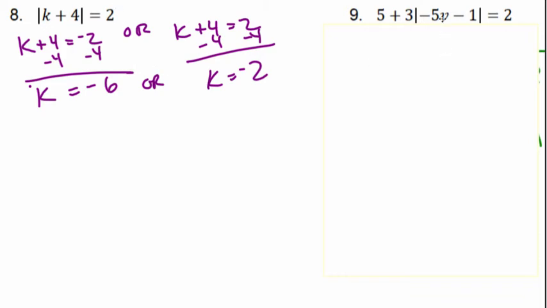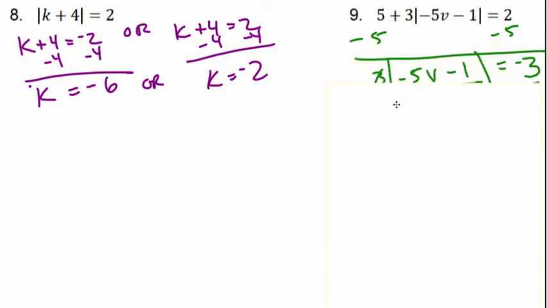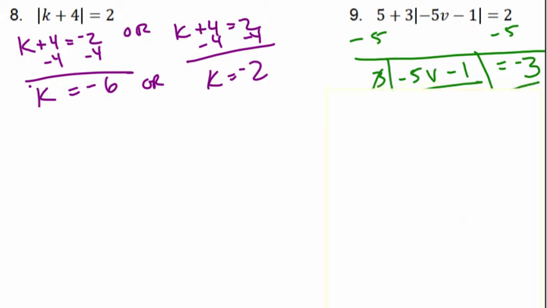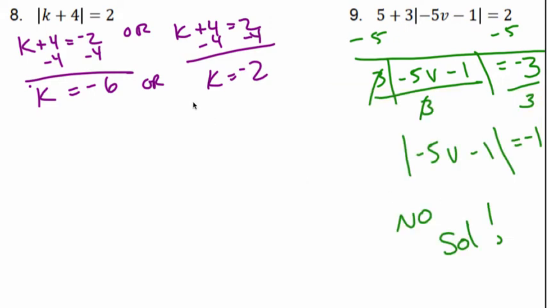Number 9. What do we have? This is of the form 5 plus 3, and then I want to say x to help you out, but 5 plus 3x equals 2. What would you do first? You get rid of the 5. So this one's a little tricky. You got to get rid of that 5 first. And once you do that, you get 3 times the absolute value, negative 5v minus 1 equals negative 3. Uh-oh. We're not done yet, though. You got to solve for the absolute value. Divide by 3, divide by 3. Guess what? It's still negative. So we're right. No solution for that one. Why'd that go away? What's up with that?